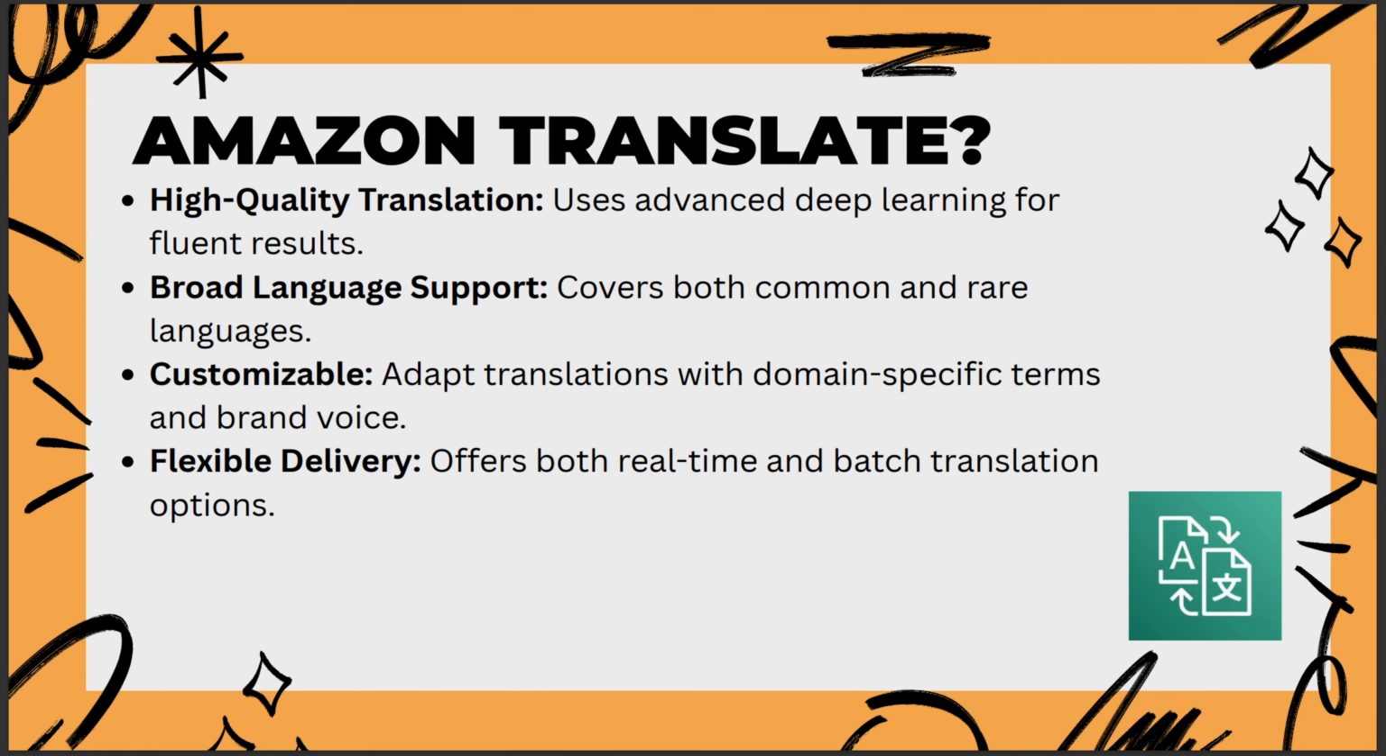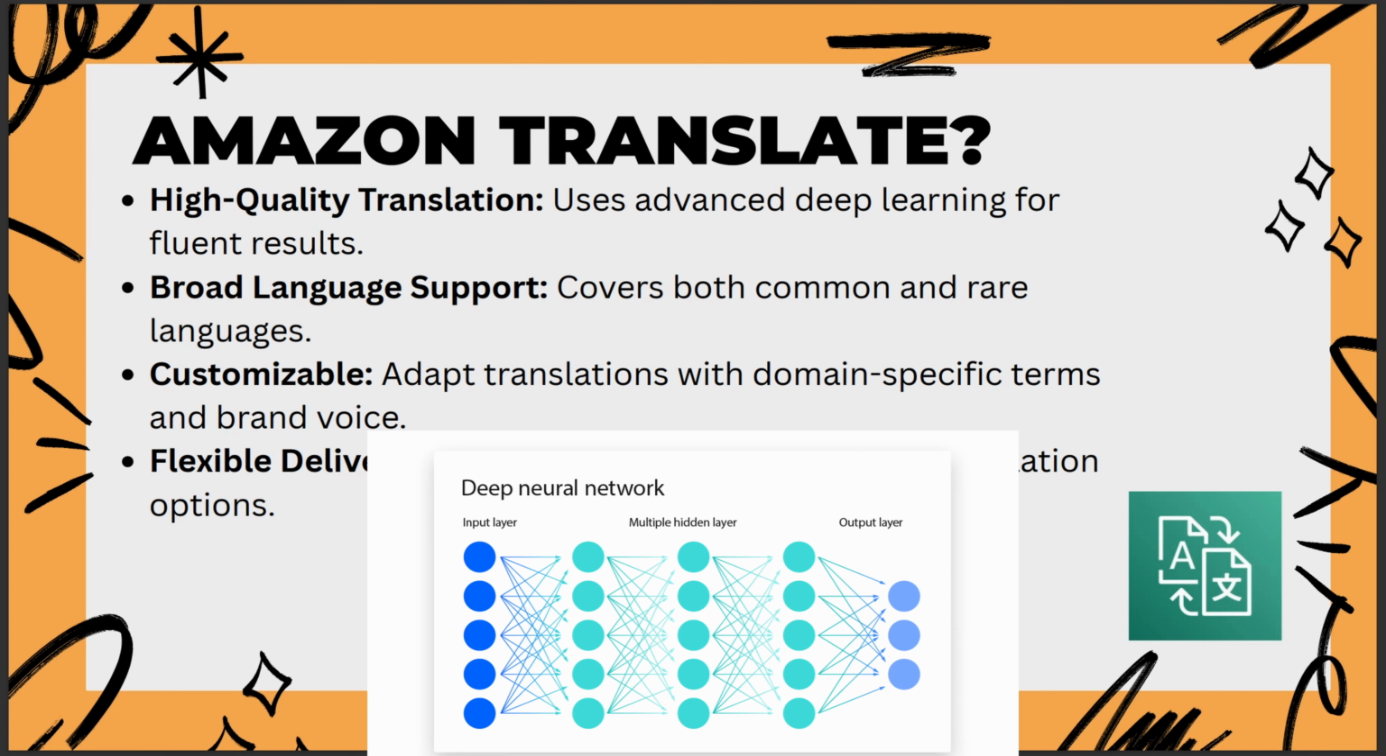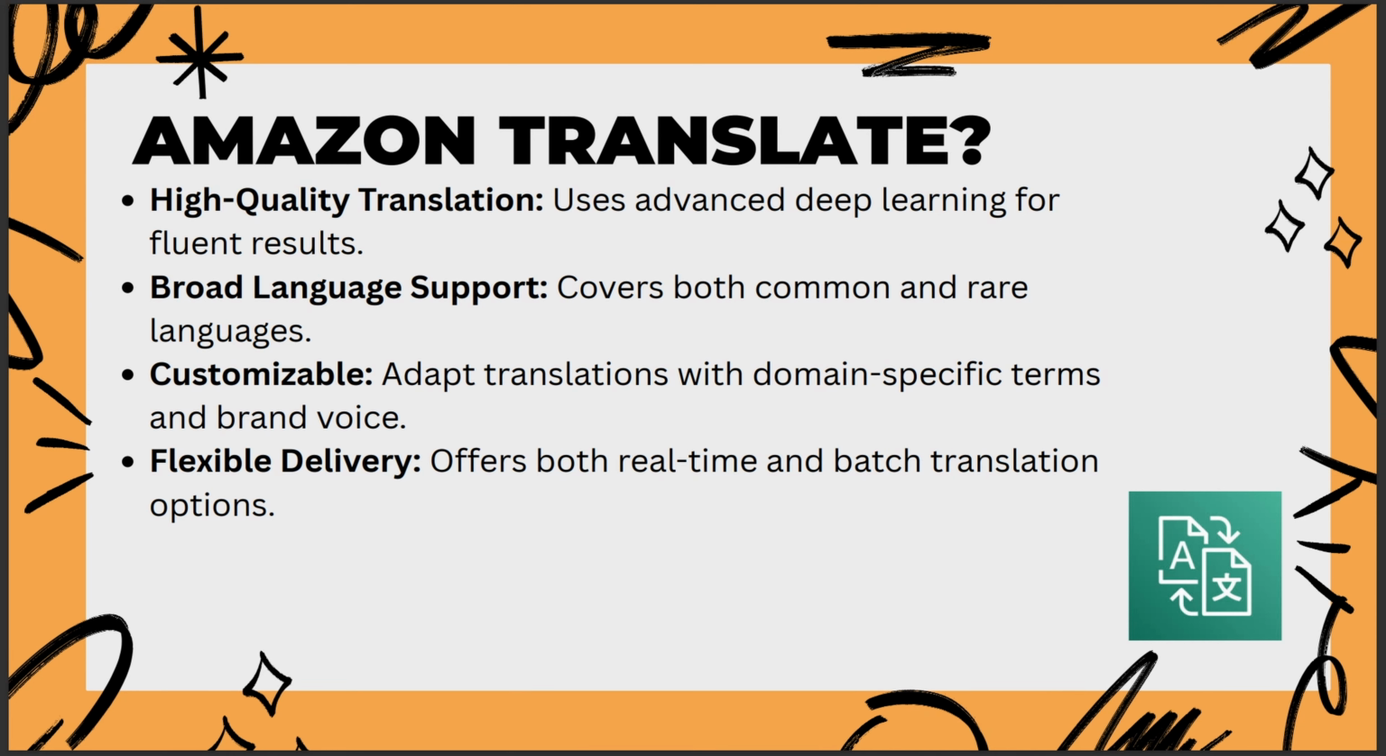So what exactly is Amazon Translate? Well, it does high quality translation by using advanced deep learning, which basically means it uses a neural network with multiple layers of nodes, and this produces fluent results. It has broad language support, which means it covers both common spoken and more uncommonly spoken languages. It is customizable, which means you can adapt translations with domain-specific terms, as well as use a unique brand voice. And lastly, it has flexible delivery, so you can do real-time and batch translations.